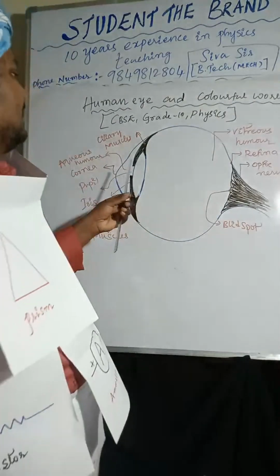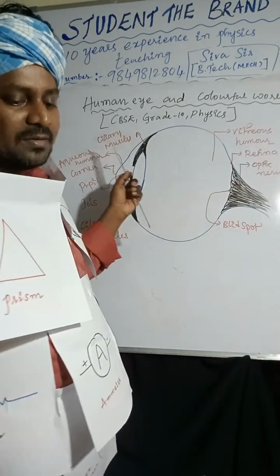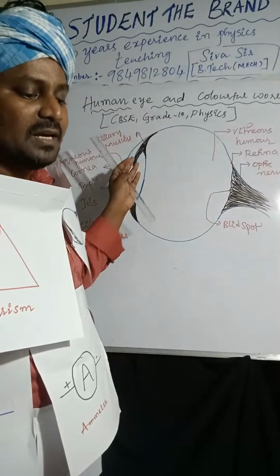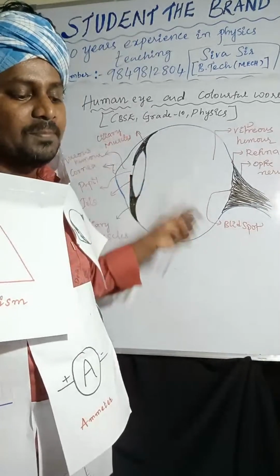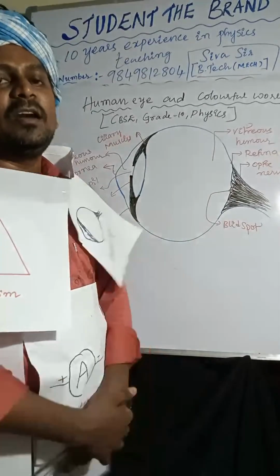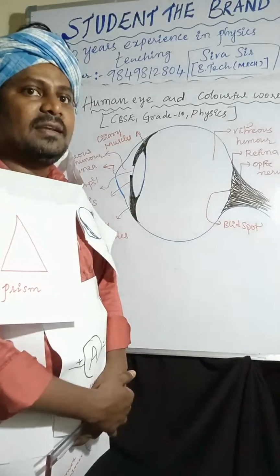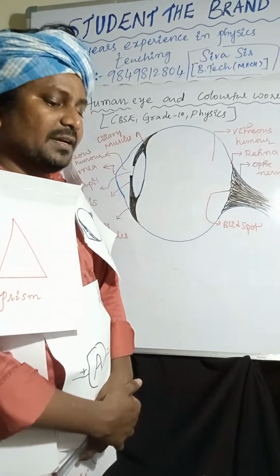Here, light rays. I'm taking the ciliary muscles here. The iris is a dark muscular diaphragm which controls the size of the pupil. The pupil will control and regulate the amount of light entering into the eye.